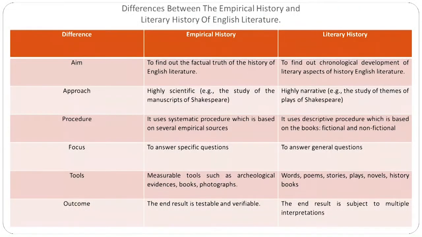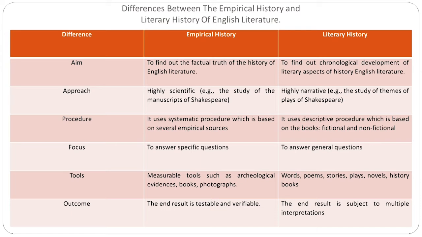Now, let us see some of the key differences between the empirical history and literary history of English literature. So, after knowing the characteristics, we move on to know the differences. So, the idea becomes clearer to you. Friends, between both the types of historical studies, that is the empirical study and literary study, the difference lies in the 6 tools, that is aim, approach, procedure, focus, tools and outcomes of the study. Now, let us see how that happens.